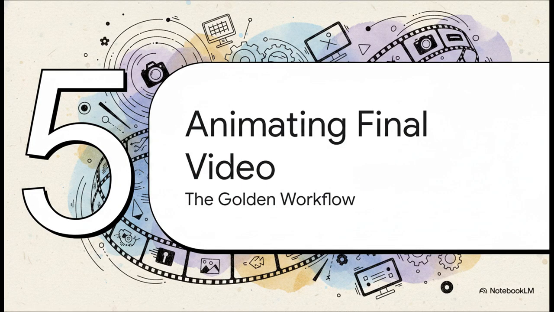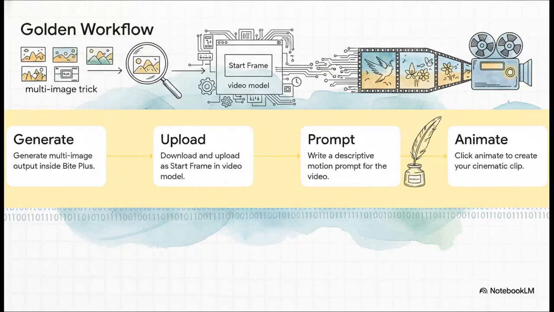All right, we've made it to Section 5, Animating Your Final Video, the Golden Workflow. This right here is the exact sequence you're going to use every single time. Step 1, use that multi-image trick we just talked about in the Byte Plus image generator to get your perfect composition. Step 2, download that image, head over to the video model, and upload it as your start frame. Step 3, write out your motion prompt just describing exactly what you want to happen to the image. And Step 4, hit animate.